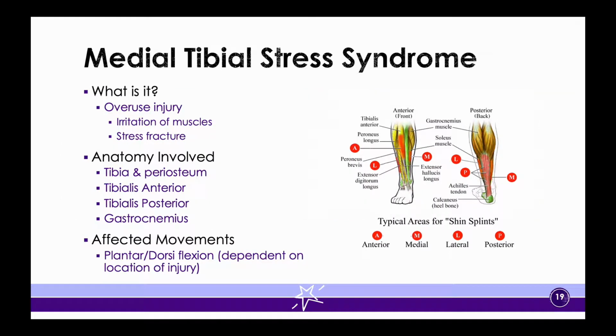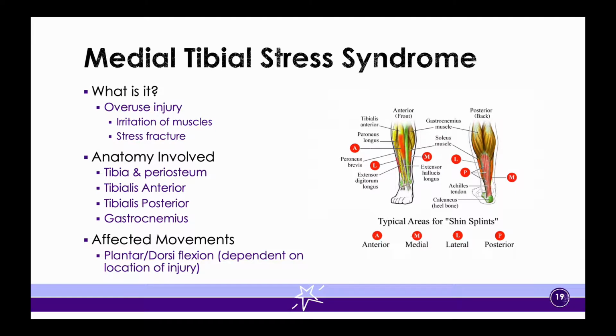All right, so next we have our medial tibial stress syndrome, which is often referred to as our shin splints. It is an overuse injury in which we have irritation to the muscles, and we can actually have small little stress fractures within the tibia itself. So little tiny fractures that are occurring on the tibia.